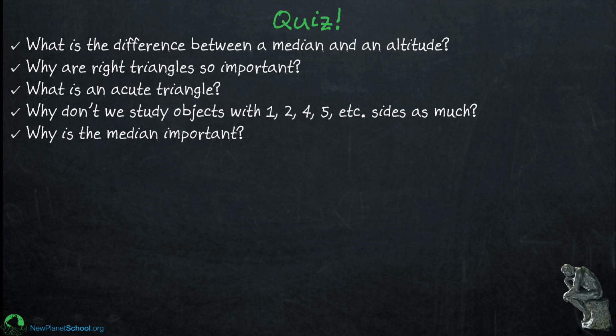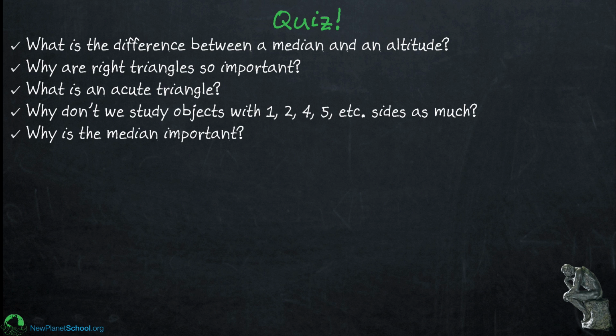Make sure you understand the difference between a median and an altitude. Say it out loud. Make sure you can explain it to somebody. Why are right triangles so important? That's an important thing to get down because you'll spend a lot of time studying triangles. What's an acute triangle? And what is an example of a triangle that's not an acute triangle?